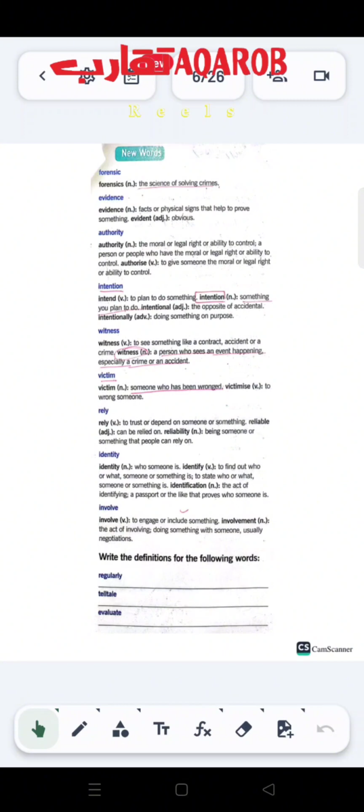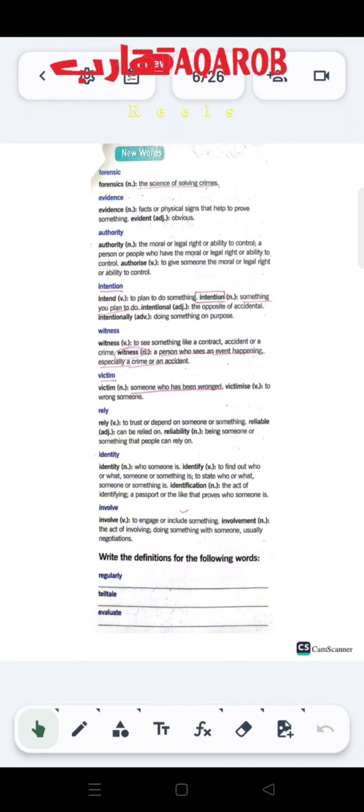Now next, intention. What's the meaning of intention? So the verb is intend. Intend means to plan to do something. The verb intend means to plan to do something. Intention is a noun. It means something you plan to do. Something you plan to do.